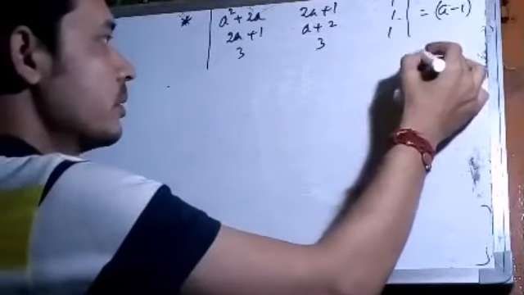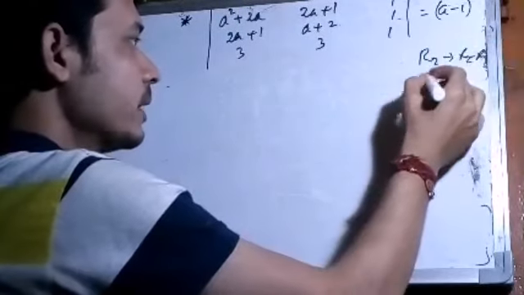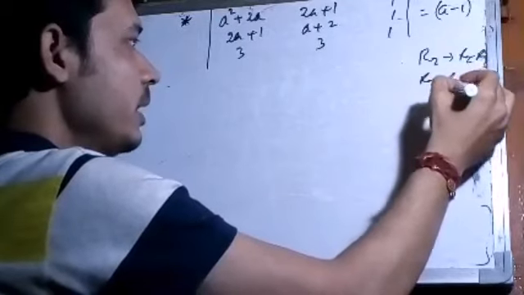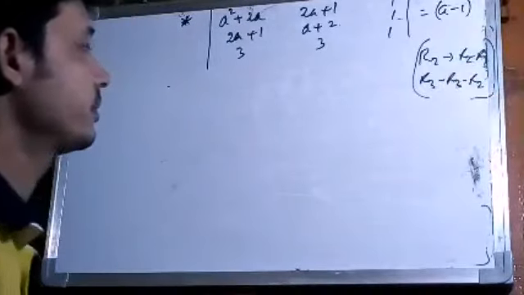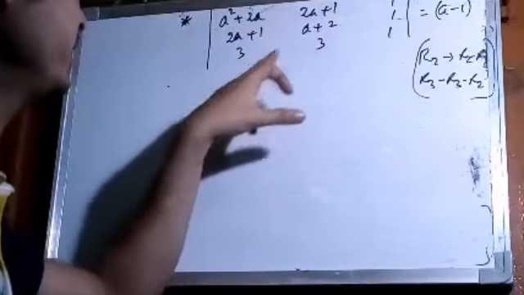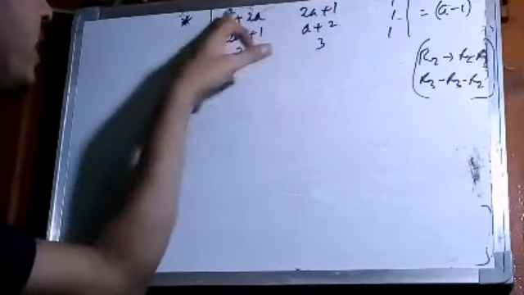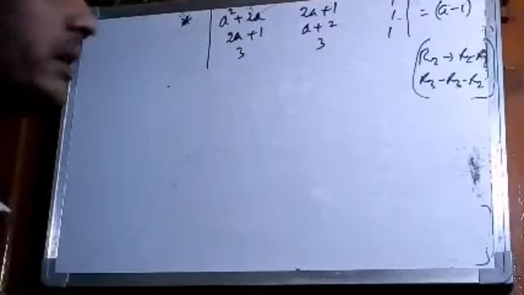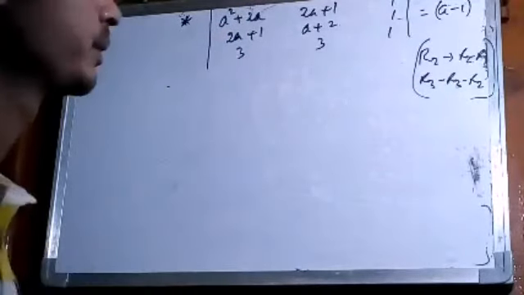So we choose R2 operating R2 minus R1, and R3 operating R3 minus R2. Here we choose R3 minus R2 specially because R3 minus R2 will give a very easy result. We can also choose R3 minus R1, but in R1 we have a quadratic expression in a, so we ignore R1, we prefer R2.